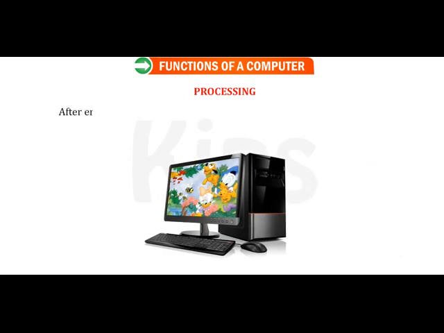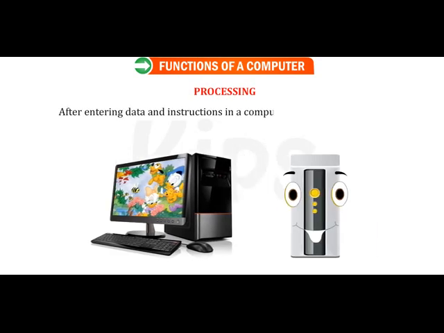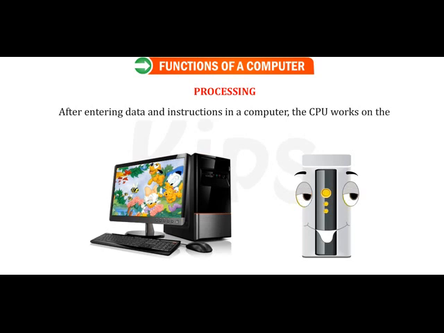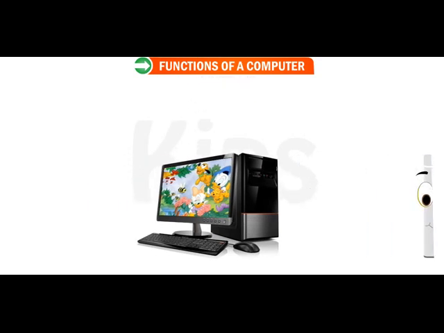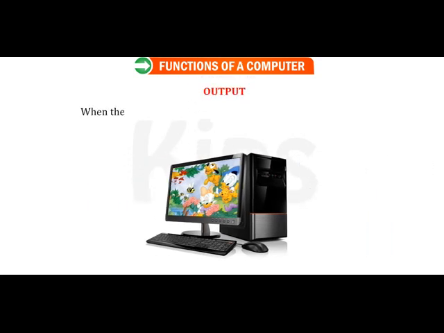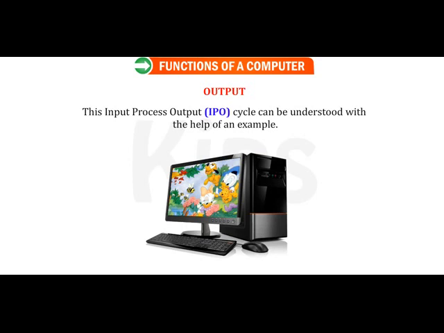Processing is after entering data and instructions in a computer. The CPU works on the input to give meaningful information. This is called processing. Output is when the data is processed in CPU to give useful information. It is known as output. This input-process-output cycle can be understood with the help of an example.